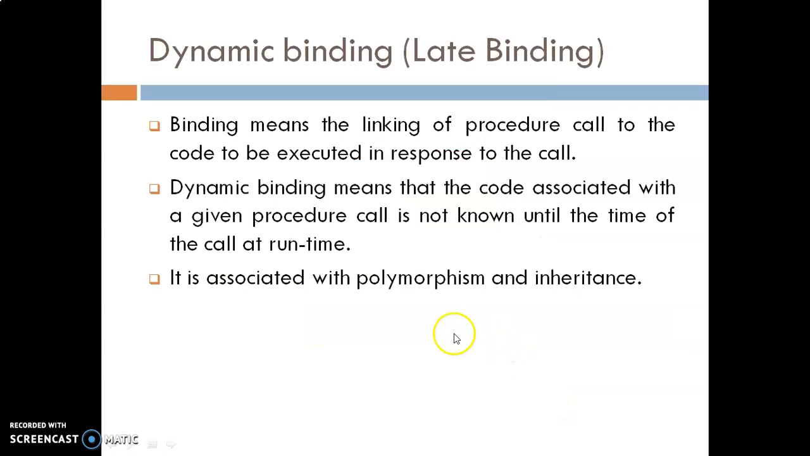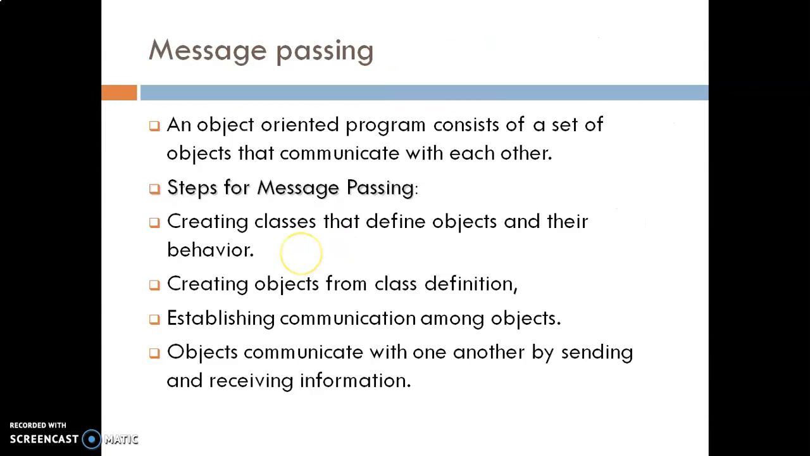Dynamic binding. Binding means we are linking the procedure call to the code to be executed in response to the call. Whenever there is a requirement, at that time procedure calls are made to be executed in response to the call. Dynamic binding means that the code associated with a given procedure call is not known until the time of the call at runtime. It is associated with polymorphism and inheritance. It is one of the very important features of C++, or you can say it is a concept of OOP.